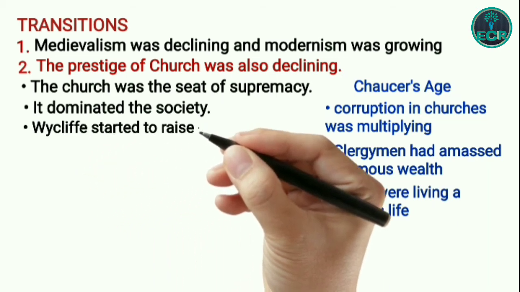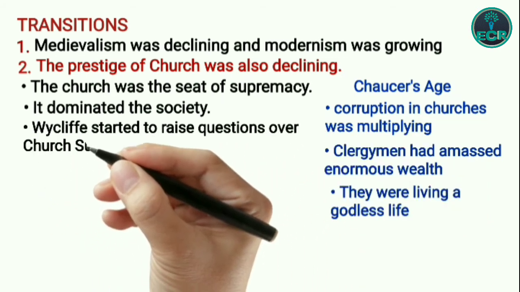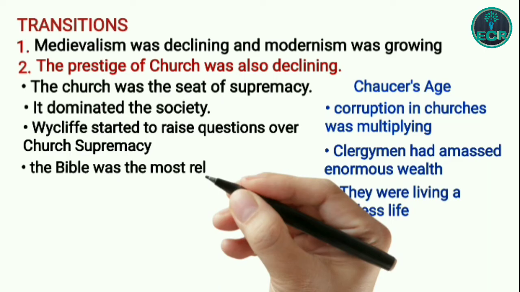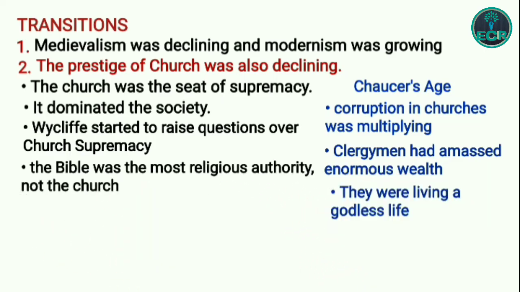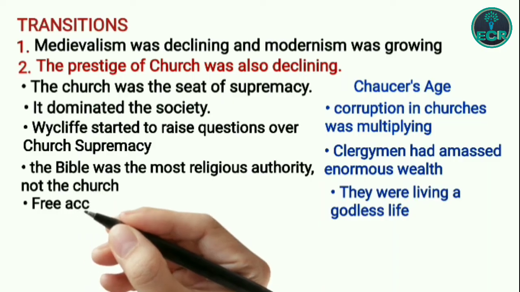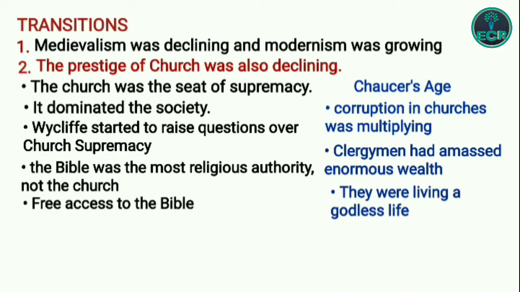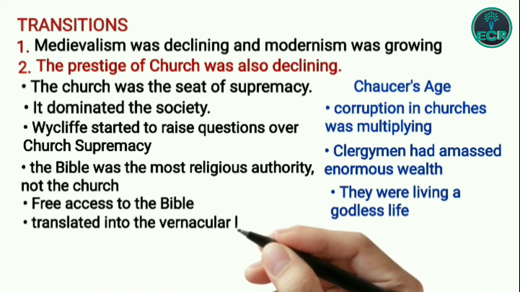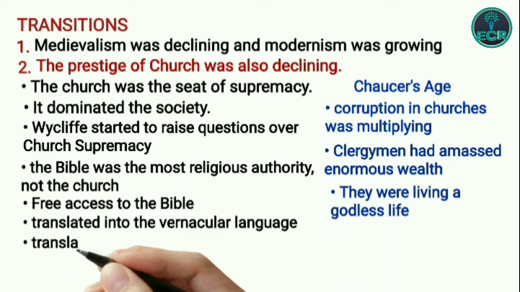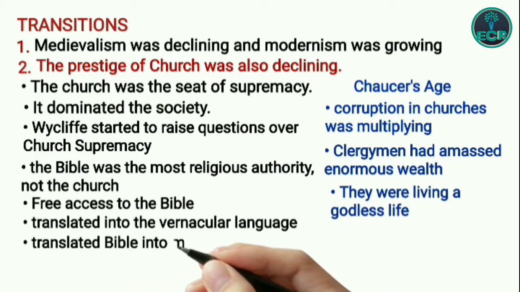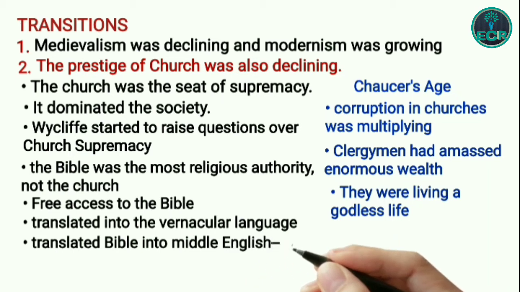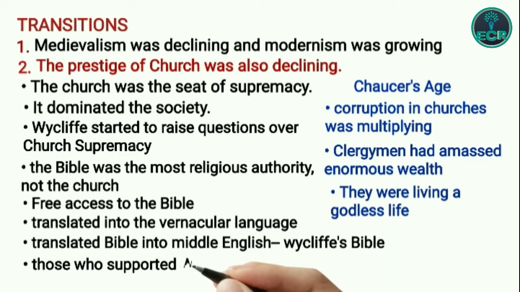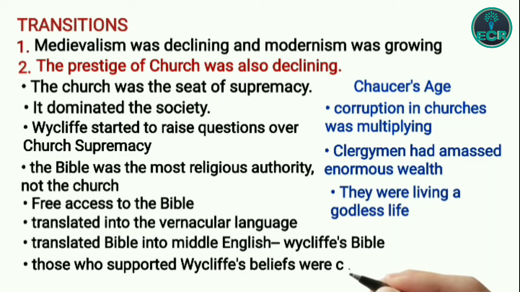Wycliffe started to raise questions over church supremacy. He said that the Bible was the most important religious authority, not the church. He wanted free access to the Bible and suggested that it should be translated into the vernacular language. He then translated the Bible into Middle English, what is now called Wycliffe's Bible. Those who supported Wycliffe's belief were called Lollards.